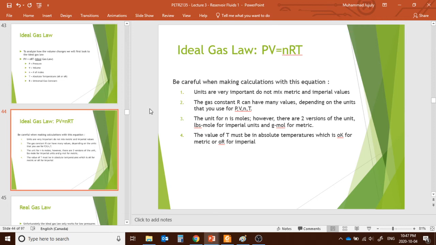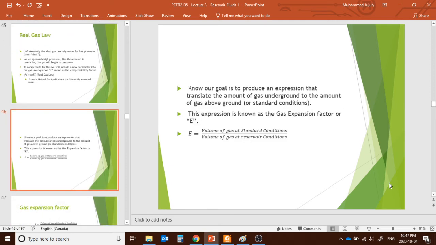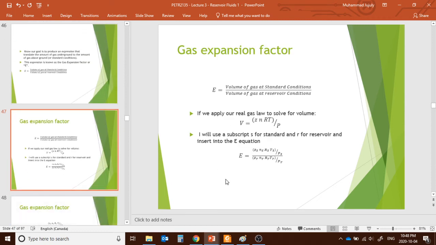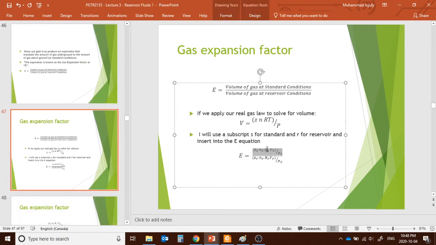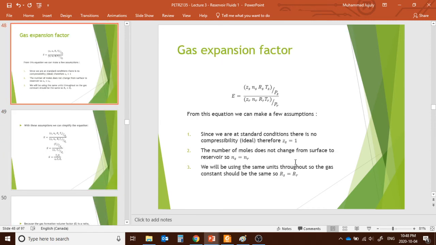I'm not going into detail because most of us already know the ideal gas law. Now this is just the ideal case, but in a real situation we introduce one factor, the compressibility factor, Z. So Z is for the real scenario. Now, the compressibility factor is defined by the volume of gas. In the case of natural gas, the expansion factor, which is the opposite of the compressibility factor, is defined as E, the volume of gas at standard condition divided by the volume of gas at reservoir condition. That means we have the volume at the standard condition and the reservoir condition, and we can reduce it by using these different assumptions.